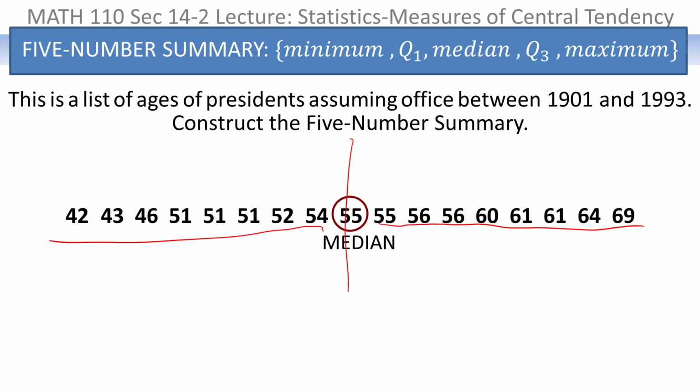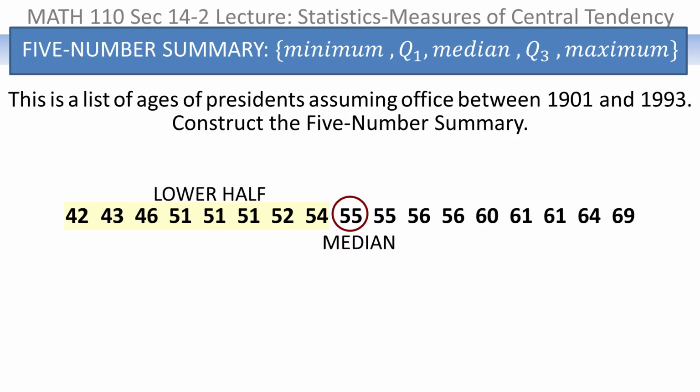So 55 is the median. Then you look at the lower half and find its median. So just looking at the lower half, you find that there are 2 numbers in the middle. We'll just leave it as 51, 51 right now. We're not going to do anything with that yet. But whatever that median is, that's the first quartile value.